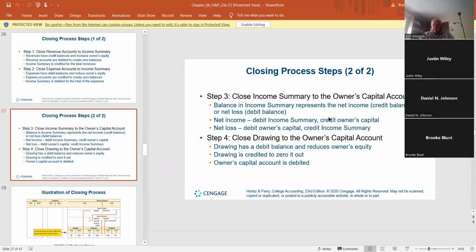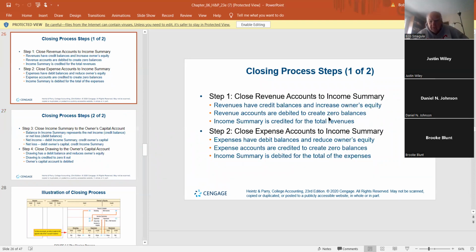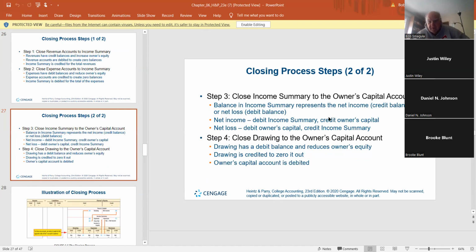Step 4, you close the drawing directly into capital. You debit capital and you credit drawing. That's all there is to it. Okay, so these are your 4 steps: close revenue, close expenses, close the income summary, which now has the net income in it, and close the drawing.